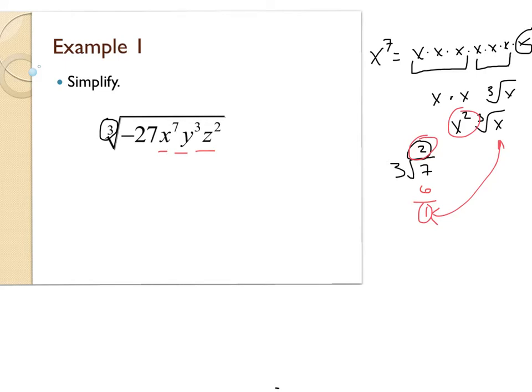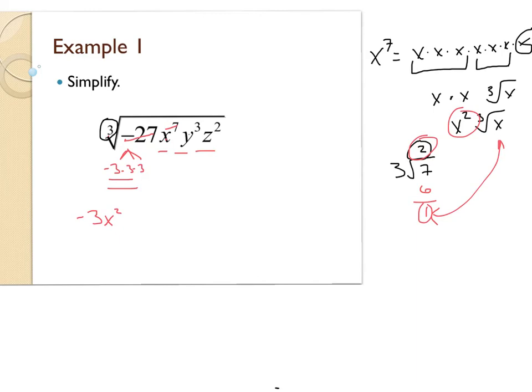The numbers, we just have to think in terms of our factor trees. So -3 times -3 times -3. I've got a group of 3 here, so I'm able to pull out a -3. This one is reduced. How many times does 3 go into 7? It goes in twice. So I have an x squared. I know I'm going to have an x left over, so I just cross out the 7.